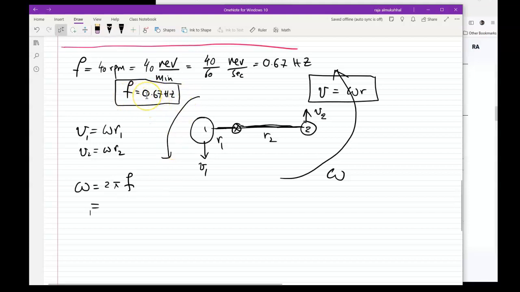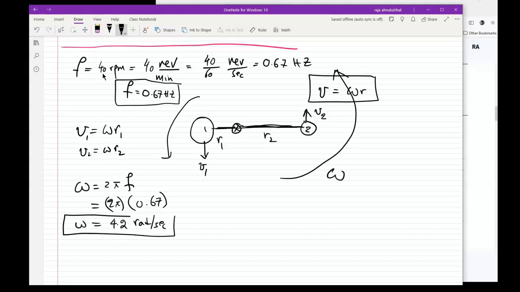There we go. Be careful. You never use the RPM. It always has to be in hertz, so you have to convert it into cycles per second. So we have here 2 pi times 0.67. That will give me the omega. So I can calculate that: 2 times 3.14 times 0.67. I got 4.2. So I have here 4.2 radians per second. That's omega.